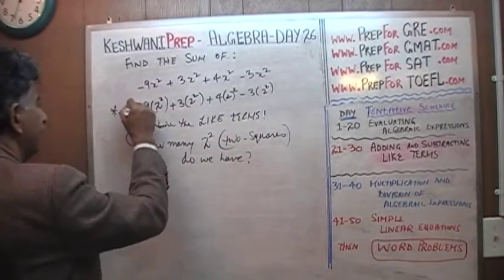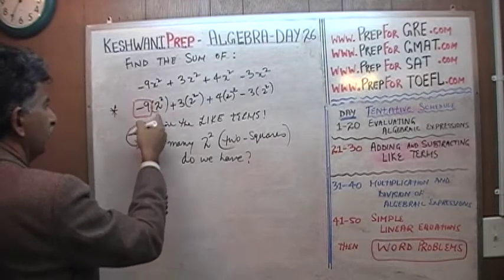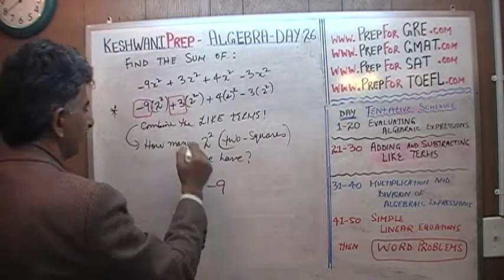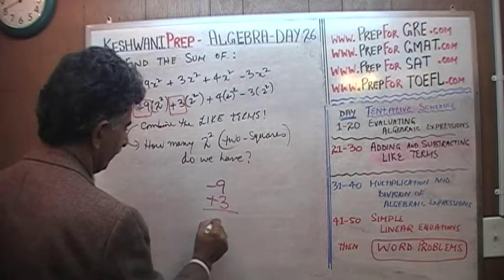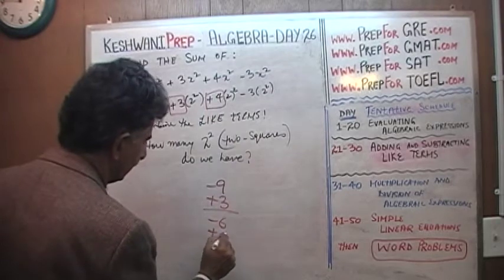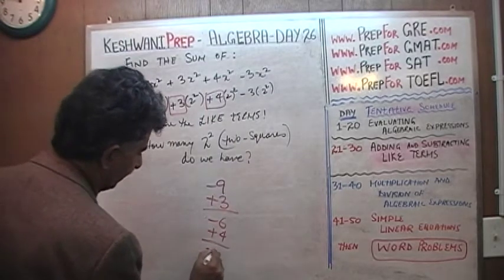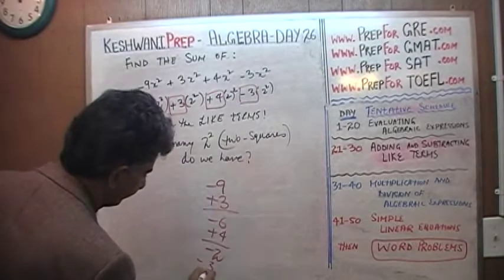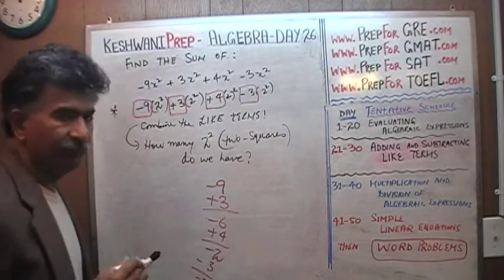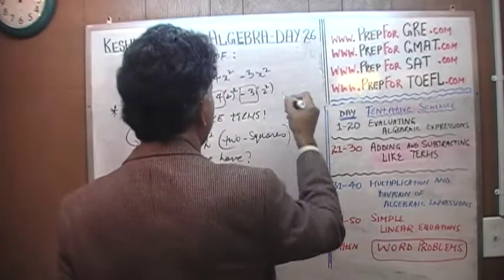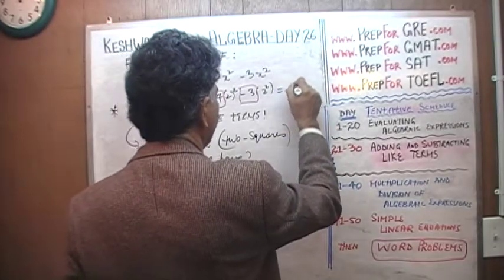Well, I see negative 9 here. There are negative 9 2 squares. I see a positive 3 2 squares there. So far there are negative 6. I see a positive 4 here. Negative 6 and a positive 4 will give us negative 2. And then finally we see a negative 3. It looks like it's negative 5 2 squares. Looks like to me that there are negative 5 2 squares.